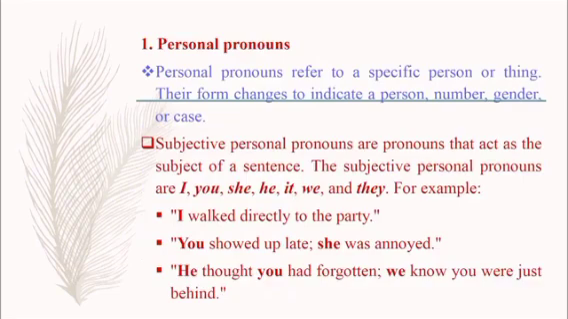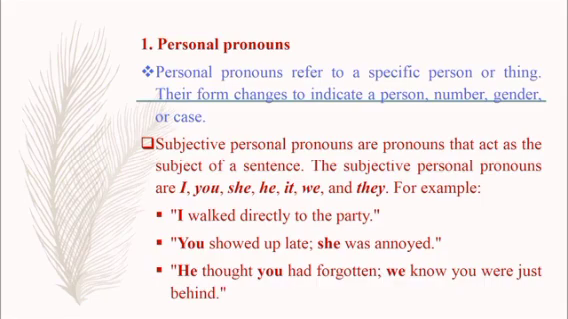First, we are going to learn about personal pronouns. Personal pronouns refer to a specific person or thing. Their form changes to indicate a person, number, gender, or case. Subjective personal pronouns are pronouns that act as the subject of a sentence. The subjective personal pronouns are I, you, she, he, it, we, and they.